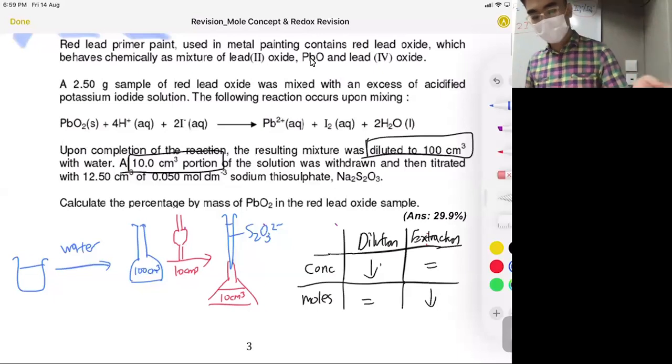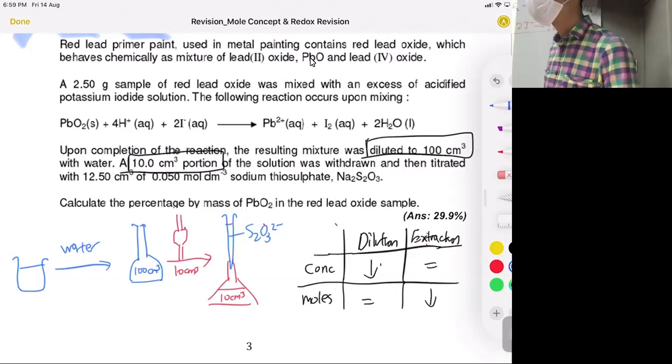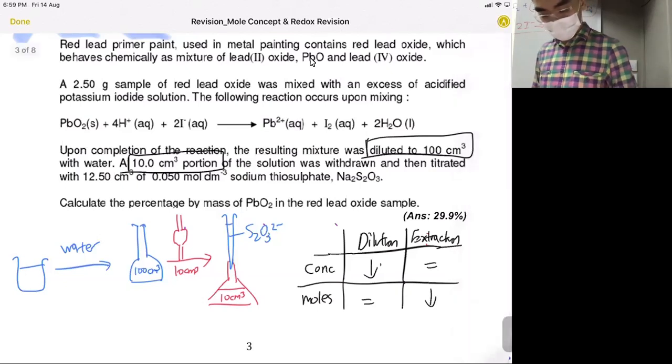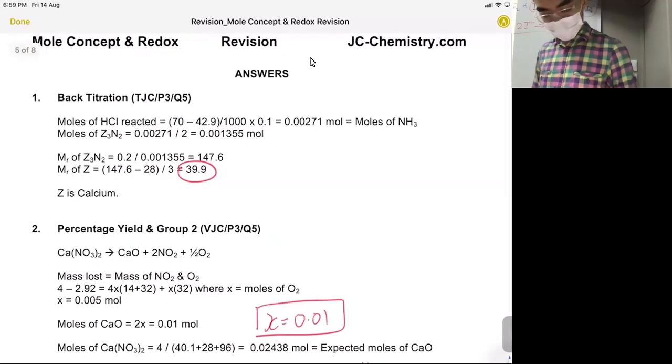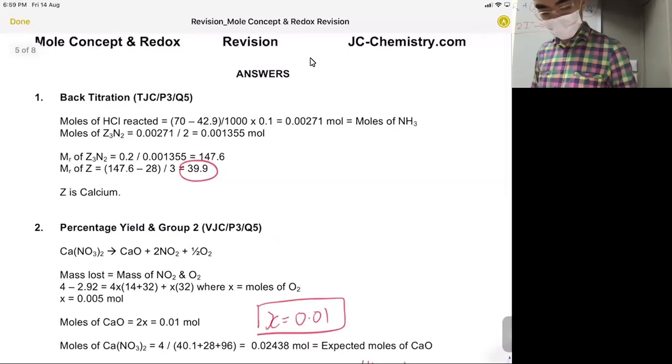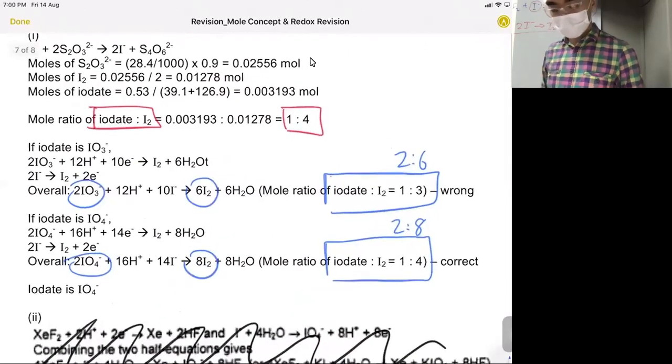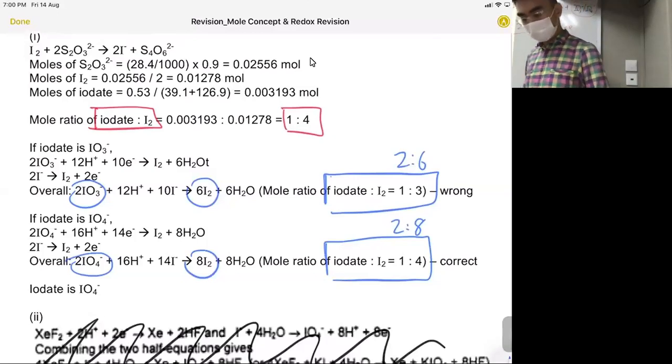So redox back titration, go and solve using S2O3, solve backwards to find the amount of the IO3 that you're looking at. You got it or not? The ratio. This part, you can check your answer later. So this one you can try first. Question 8 not urgent. Question 8 you can actually go back and try. No issue.